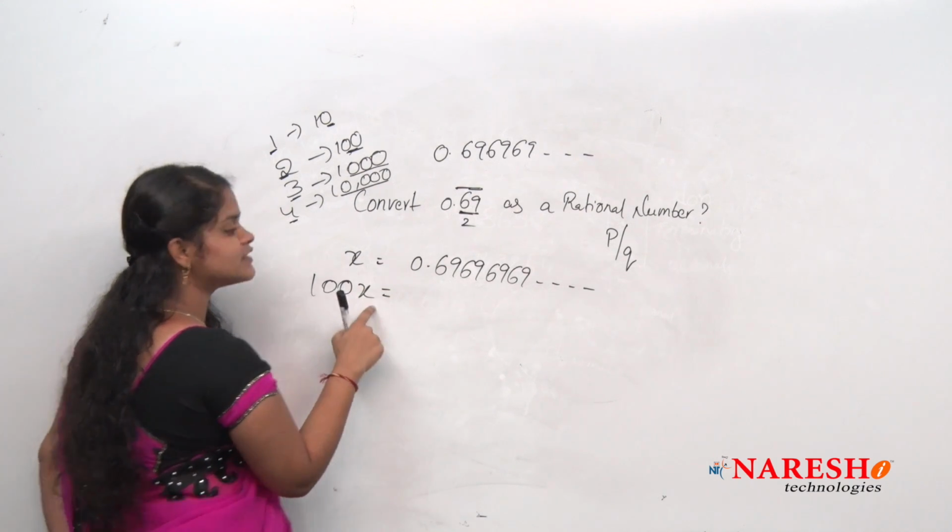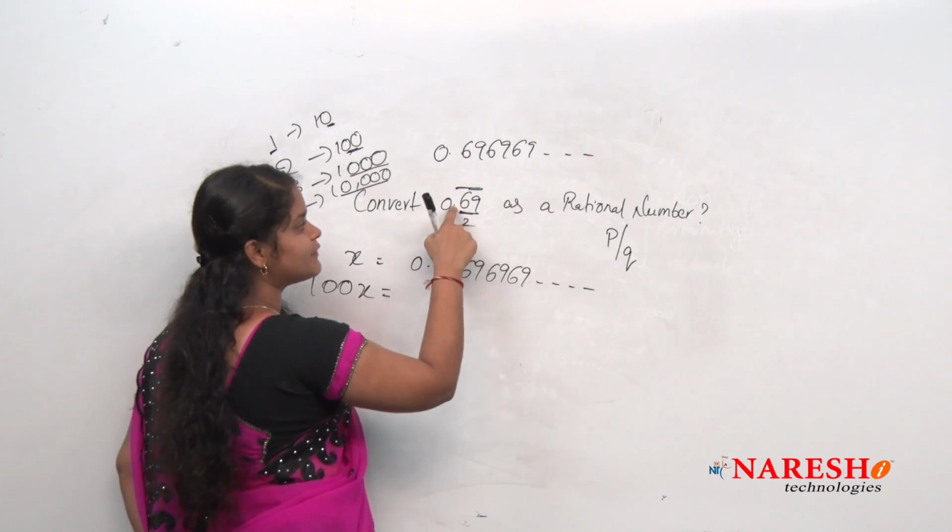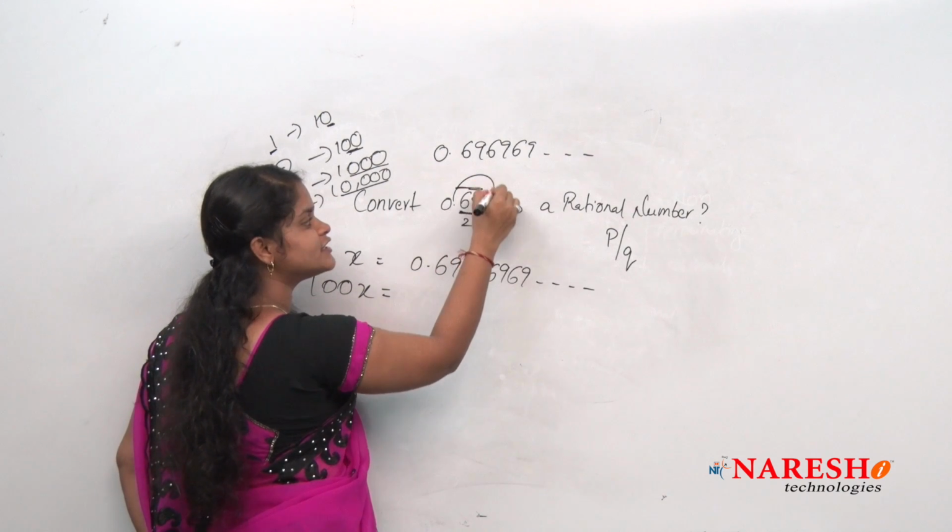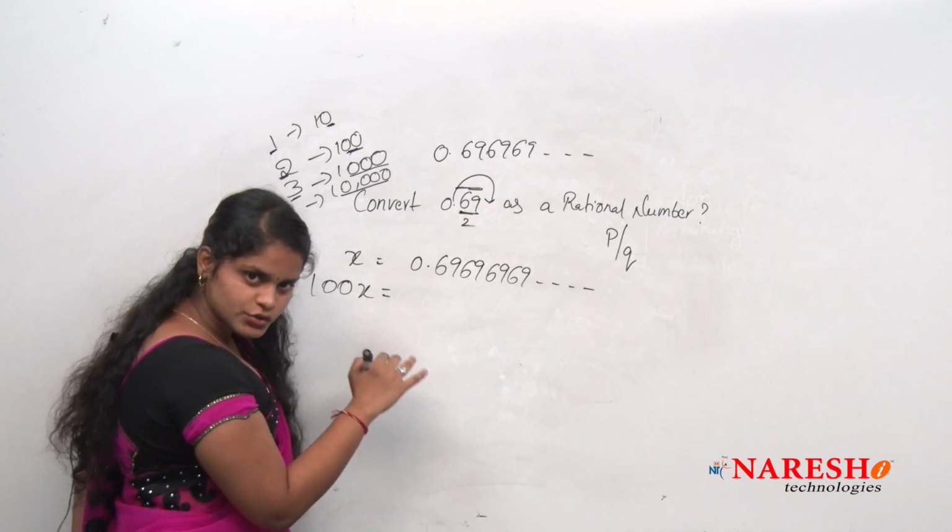So 100x is equal to, what happens if I multiply a number by 100? The decimal will move to the next two places, right?